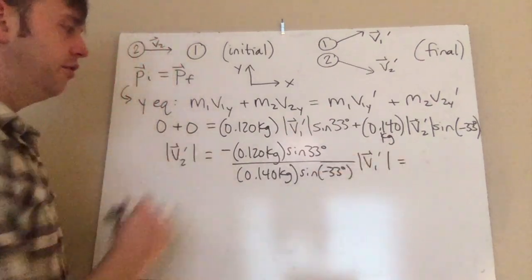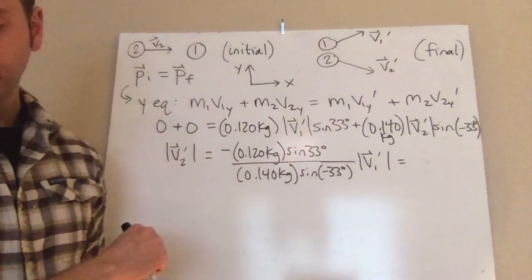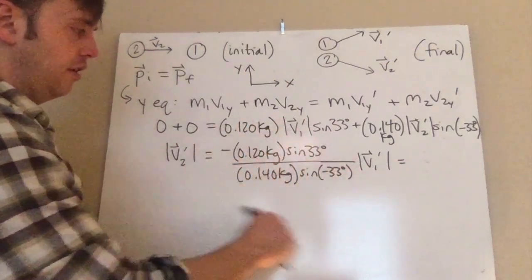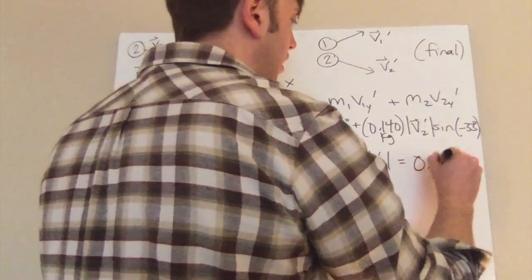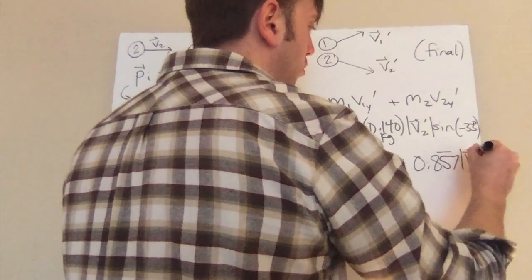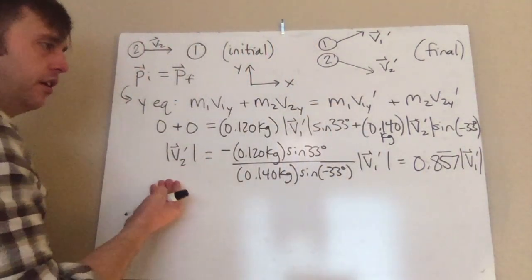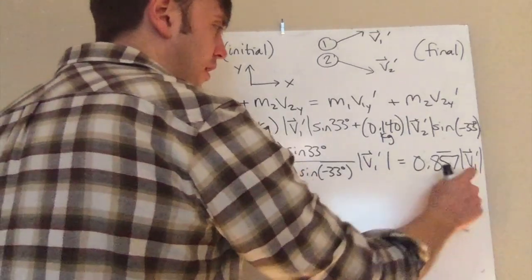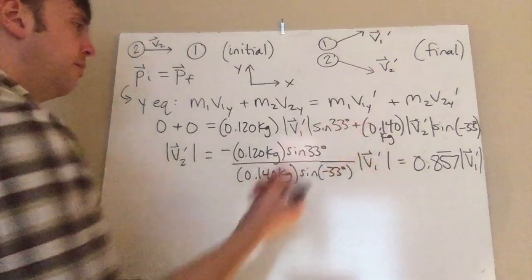Okay, so v2 prime is all of this stuff times v1 prime, which is, if you crunch these numbers right here, actually something pretty simple. It's just 0.857 times v1 prime. So what is this telling us? The second ball is moving a little bit slower than the first ball, and the reason for that is it's a little bit more massive.